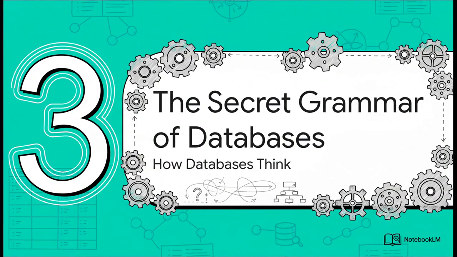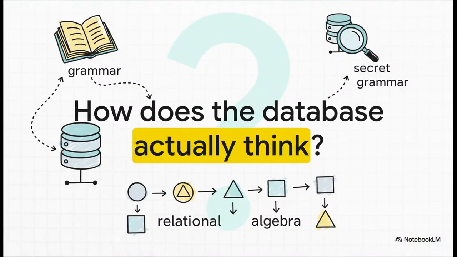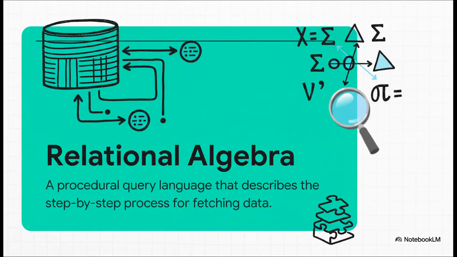But to truly get what's going on, we need to ask an even deeper question. I mean, really, what's the logic it's using to follow our instructions? Well, it turns out SQL isn't just a random set of commands. It has this secret underlying grammar. And that grammar has a name, relational algebra. Think of it like this. If SQL is the language we speak, relational algebra is the set of rules that gives that language its real meaning and all of its power.